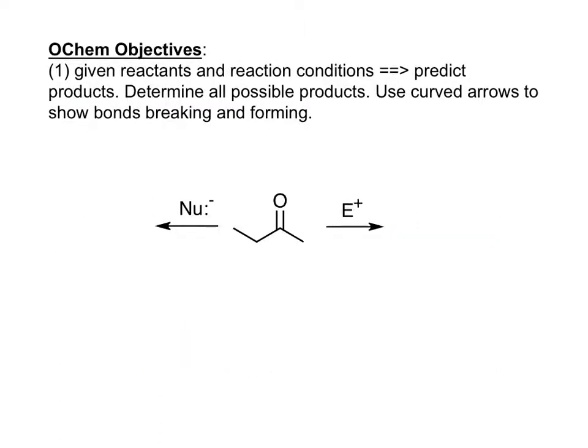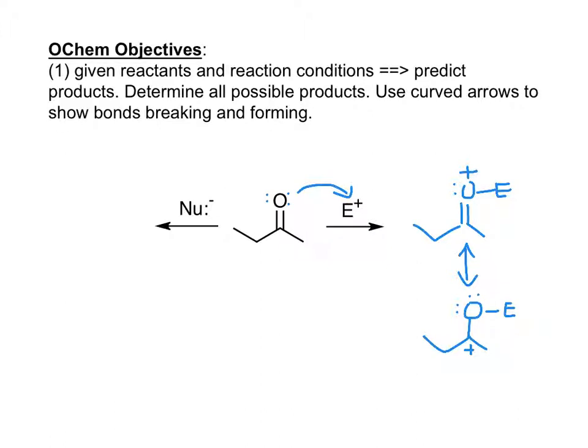Let's see how a ketone reacts with a nucleophile and with an electrophile. So stop the video and use curved arrows to show how bonds break and form with a nucleophile and electrophile. With a nucleophile, here's what happens. The lone pairs on the oxygen behave like a nucleophile and react with the electrophile.